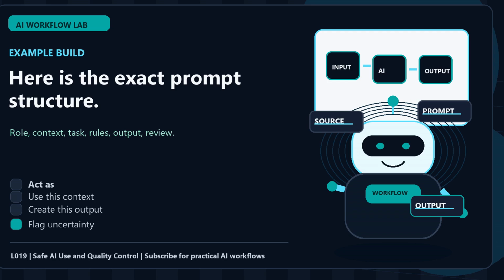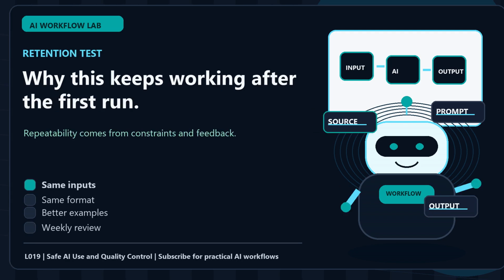Then add the rules. Limit the main recommendations to 3. Rank them by payoff and effort. Flag any assumption that could change the answer. Include a short quality control checklist at the end. Ask clarifying questions only when they materially improve the result. Then add the output format: Summary. Inputs used. Recommended actions. Risks. Questions. Next 15-minute move.